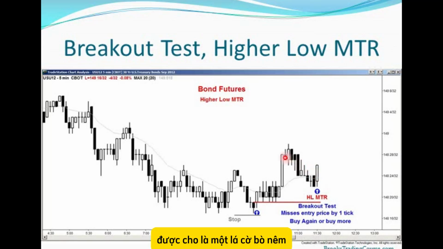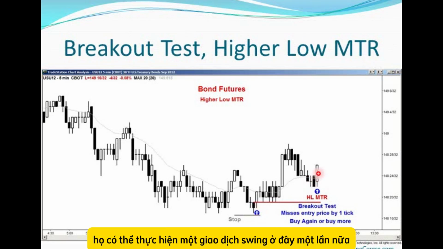So it's a higher low major trend reversal buy setup. Arguably a wedge bull flag. We had a push down here and then up, a push down here and then up, and then a push down here and then up. So to me, this is a higher low major trend reversal buy signal. So if traders did not buy here, they can take a swing trade here.